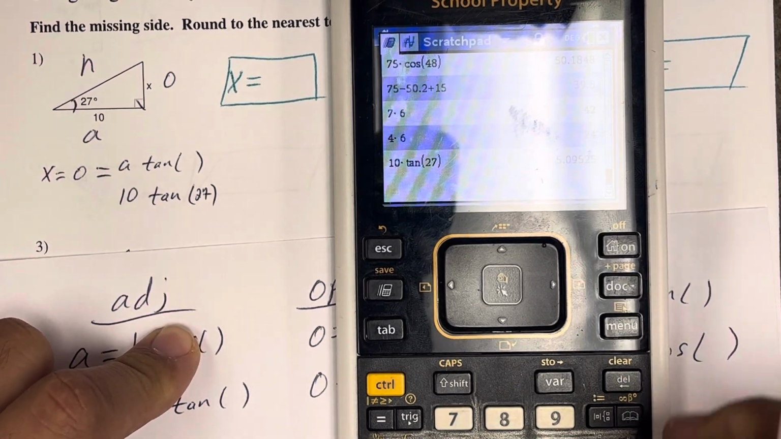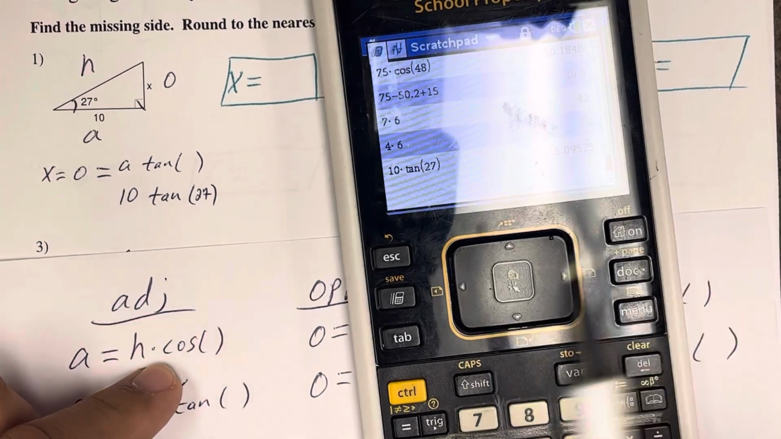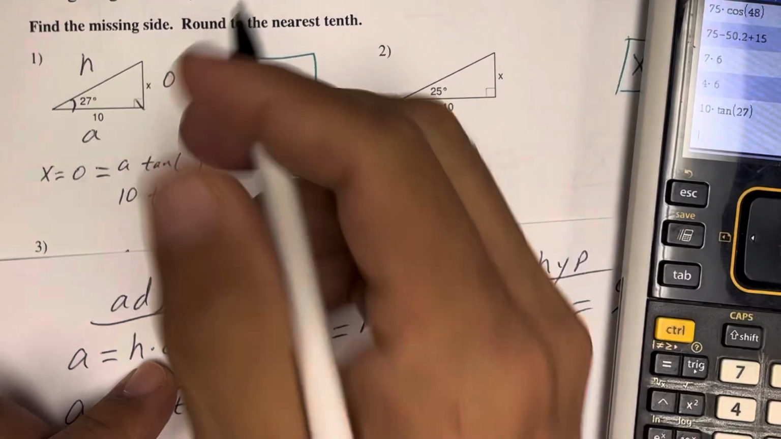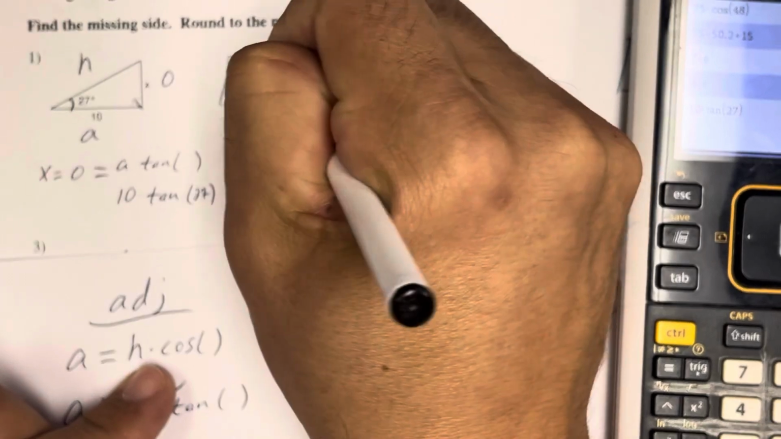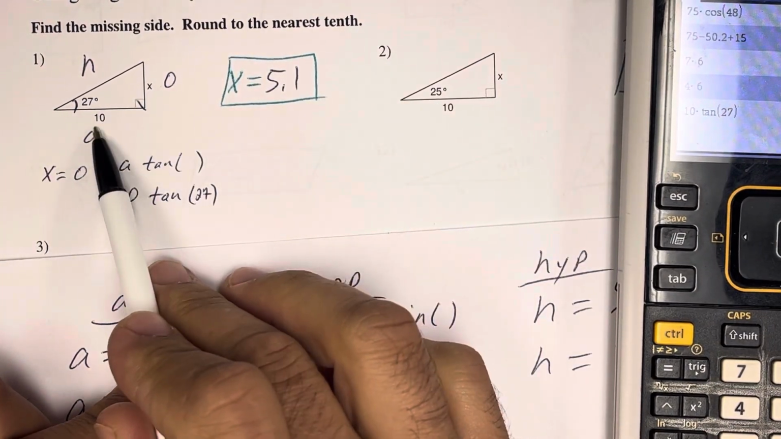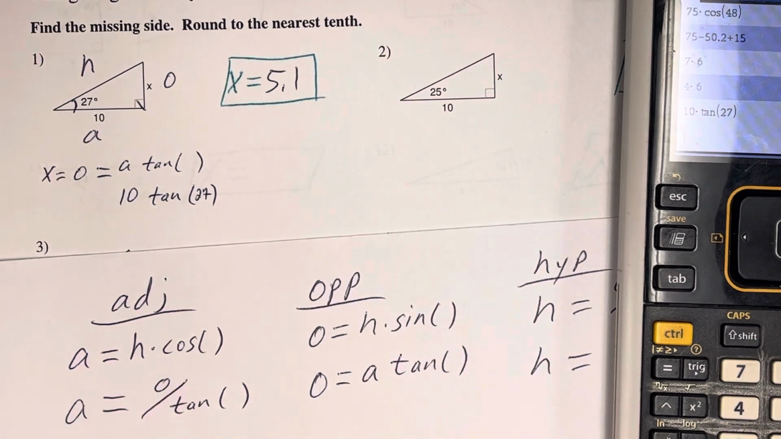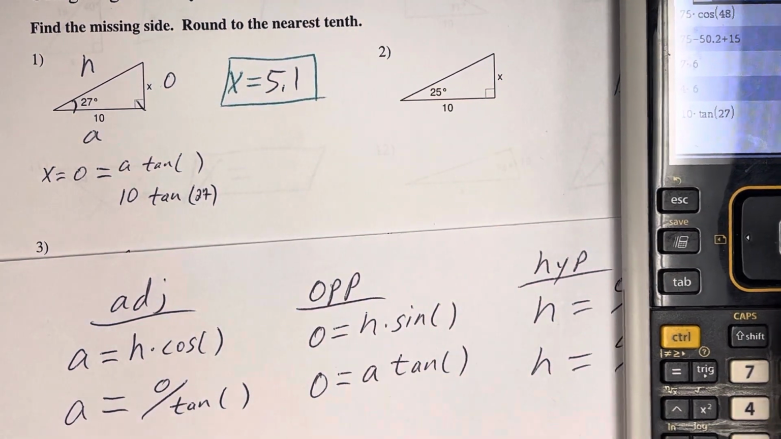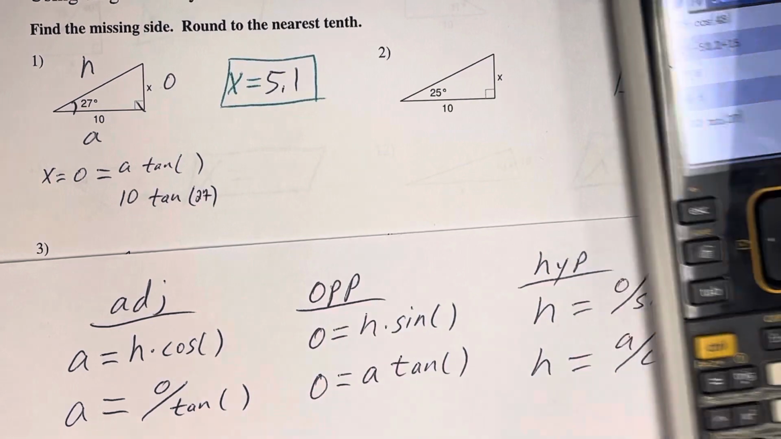5.1, right? We'll just do one decimal. So 5.1. Does that make sense? Does it look like this would be 5? Yeah, this is a bigger number than that, so we're good. It looks bigger.